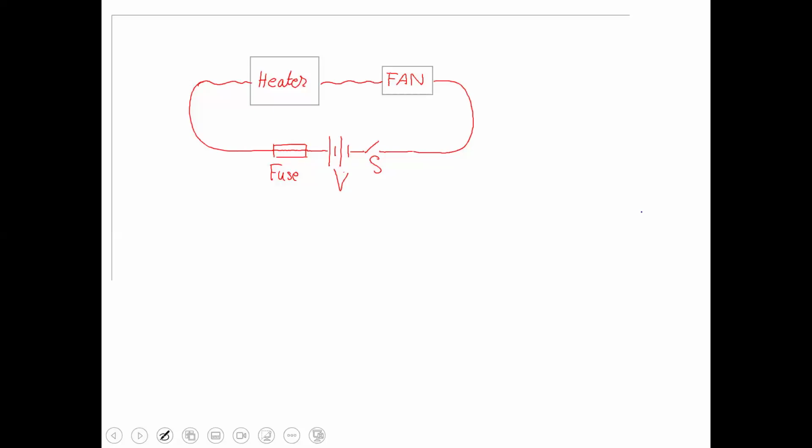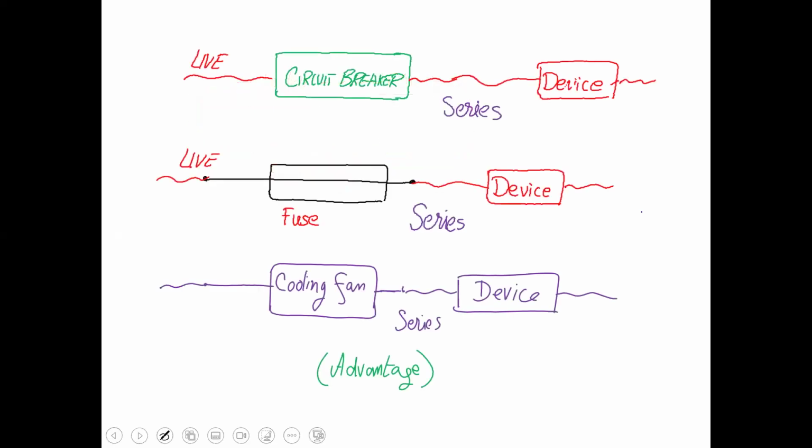Similarly, our household circuits are connected in series. Main switches, fuse, circuit breaker, they all are connected in series. This is the advantage. So this is the theory of series circuit, the advantages and disadvantages.